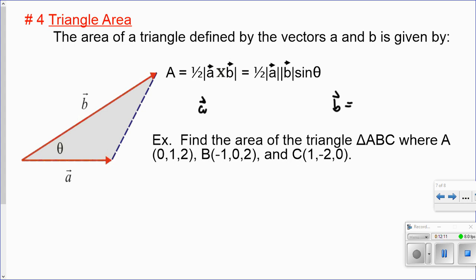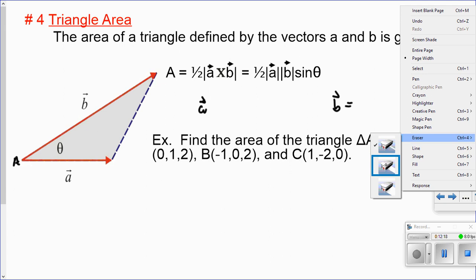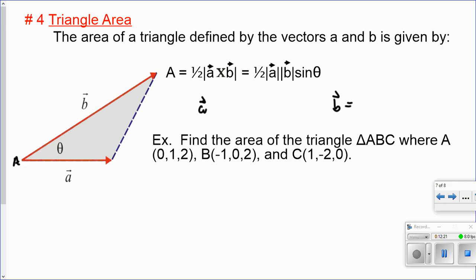Actually, no, let's follow proper sequence here. I'm going to call this A because it's across from my vector A. I'm going to call this one B, and this will be C. So I need vector A. Vector A is going to be CB, and I need vector B, and that's going to be the vector CA. I'm going to use these points and find these vectors. I'm going to take the cross product of them, then take the magnitude of that cross product vector, and then take half of that. A triangle by its definition is half of a parallelogram.